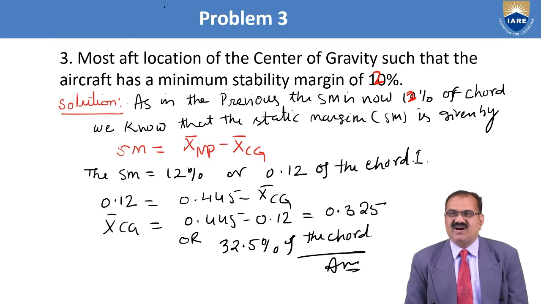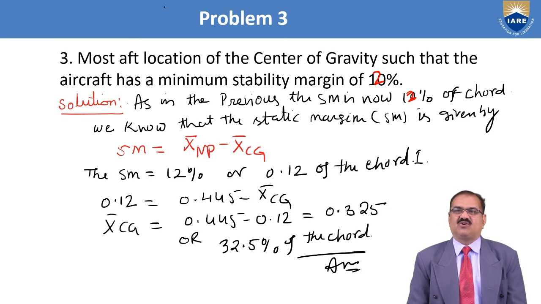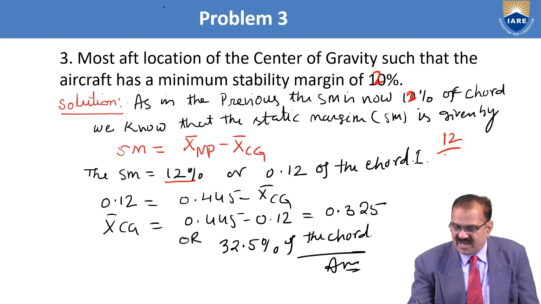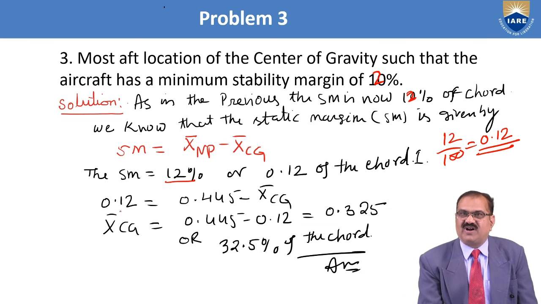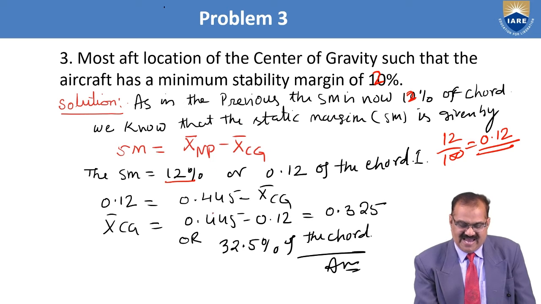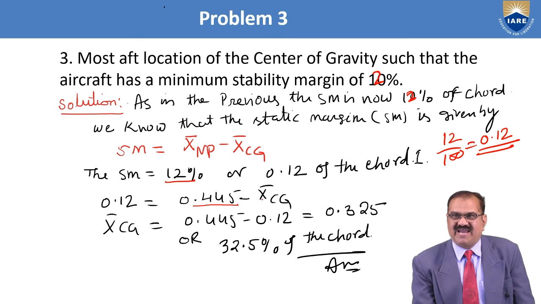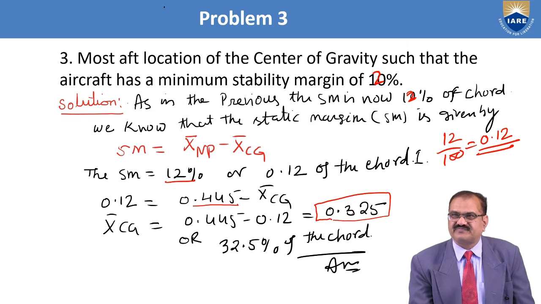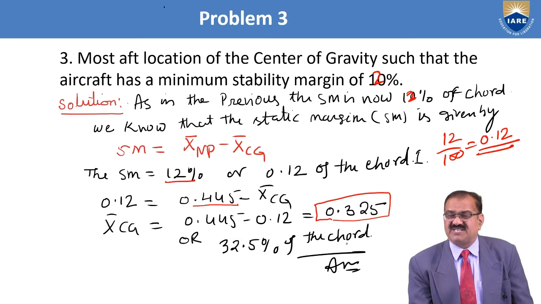We know that the static margin SM is given by SM equals X bar NP minus X bar CG. SM, the static margin, is given as 12%, so 12 by 100, this is 0.12. So 0.12 is equal to XNP, which is 0.445, minus XCG. So XCG is equal to 0.445 minus 0.12. So it is 0.325, or 32.5% of the chord.